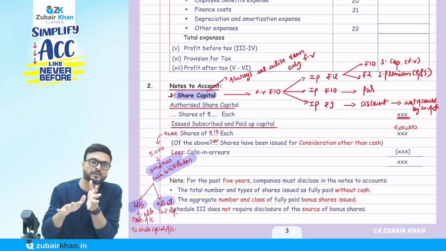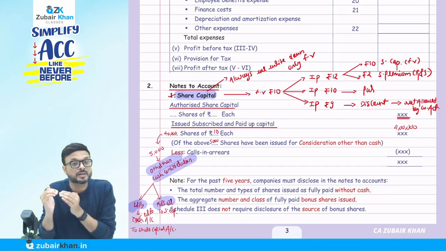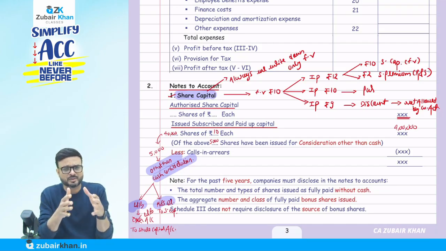So we reduce the profit. The profit is a part of reserve and surplus, so I will debit reserve and surplus, and we will credit the share capital account. But don't worry about this entry. This is not a part of this chapter.